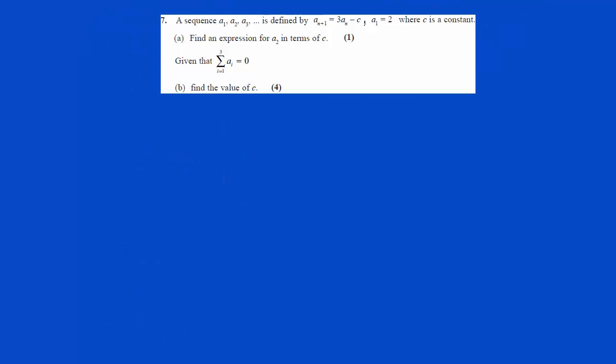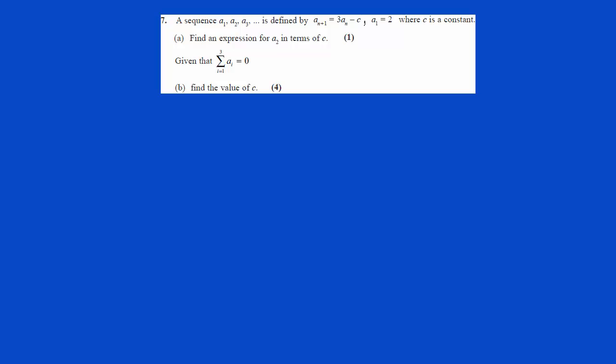Question 7. Recursion series. The idea of recursion is that it is not direct. You cannot find the second term without the first term. You cannot find the third term without the second term, and on and on. It is interconnected. That is recursion.